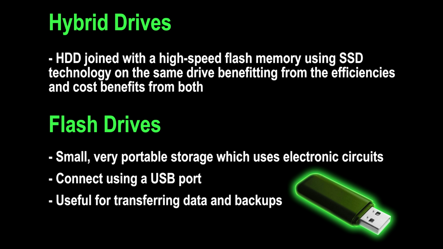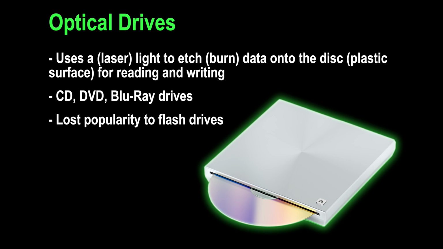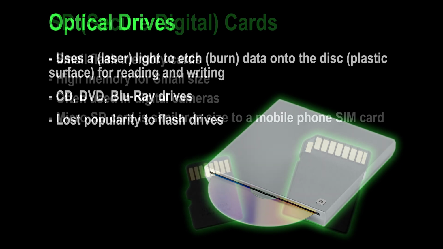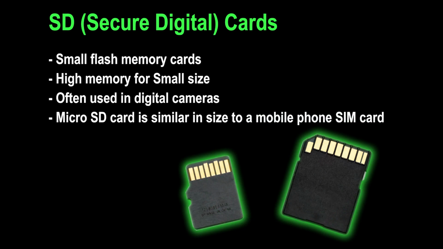Flash drives are small, very portable storage which use electronic circuits, and connect using a USB port and are useful for transferring data and backups. Optical drives use a laser light to etch or burn data onto a disk for reading and writing. Examples are CD, DVD, and Blu-ray drives, but they lost popularity to flash drives. SD, secure digital, cards are small flash memory cards with high memory considering their small size, and are often used in digital cameras.